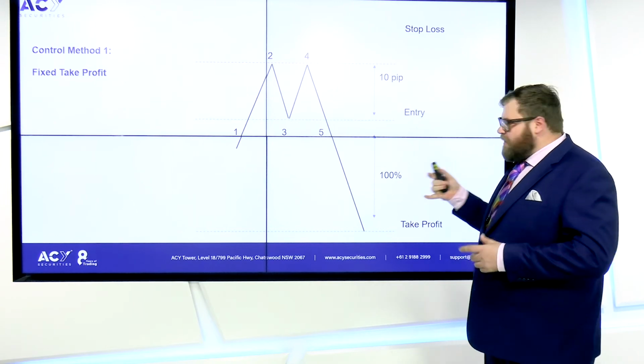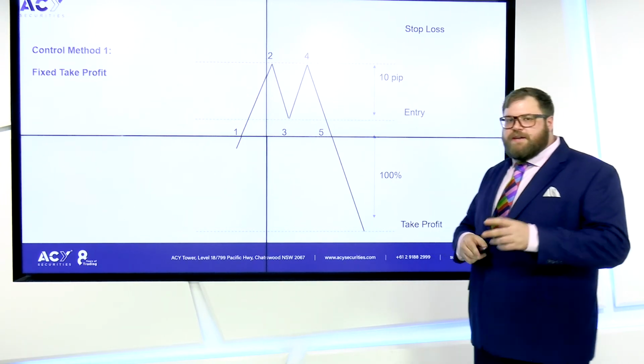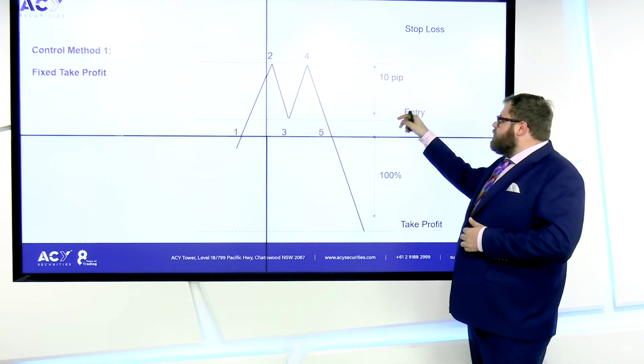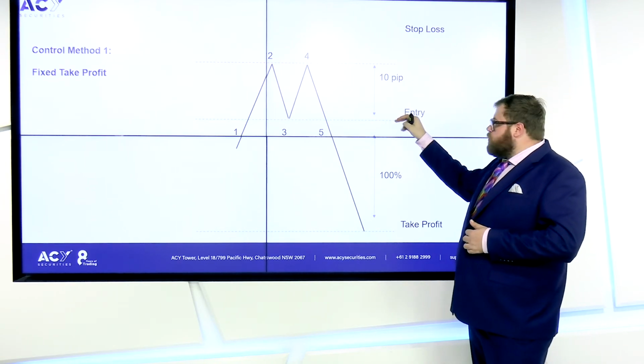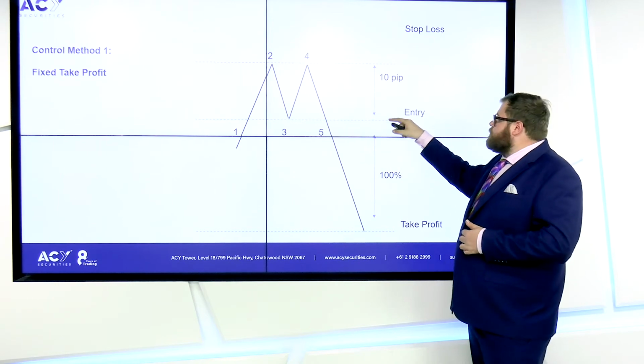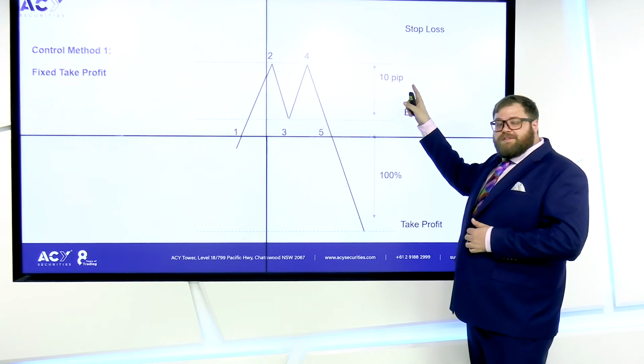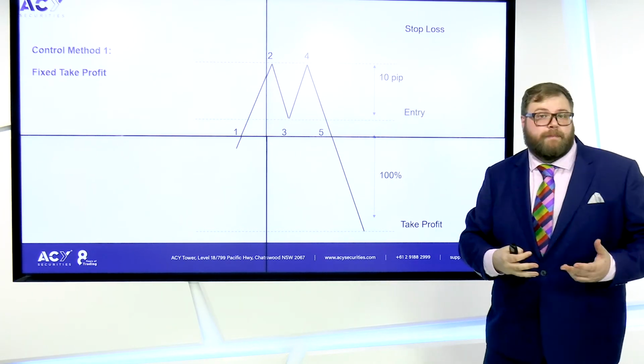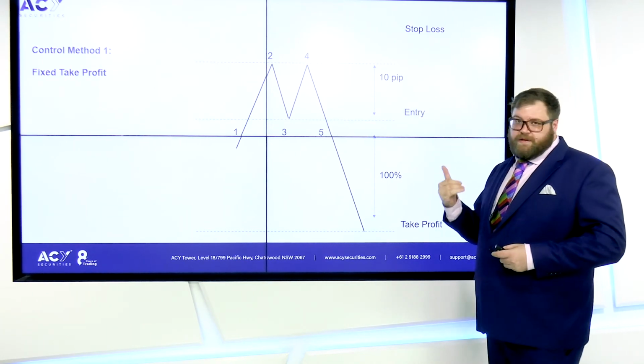Now, when it comes to picking where your take profit goes is where it changes. I would expect that you measure the distance from your entry, or your neckline, as you want to call it, to your resistance line. At this point, you measure the distance. In this instance, I've labeled it as 10 pip. And then you want to double that distance down.